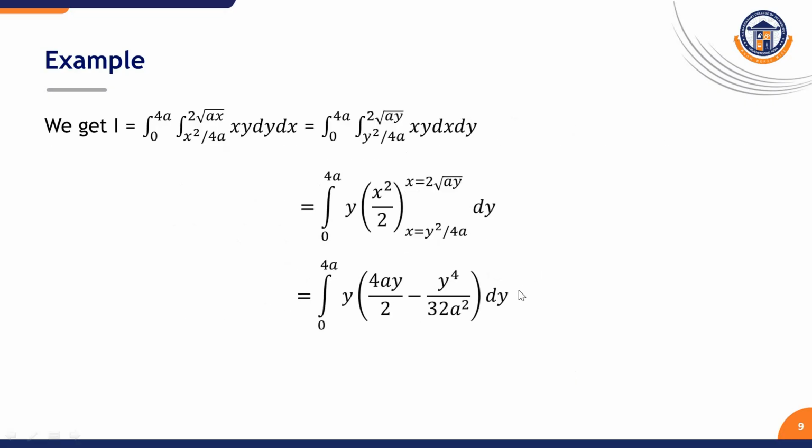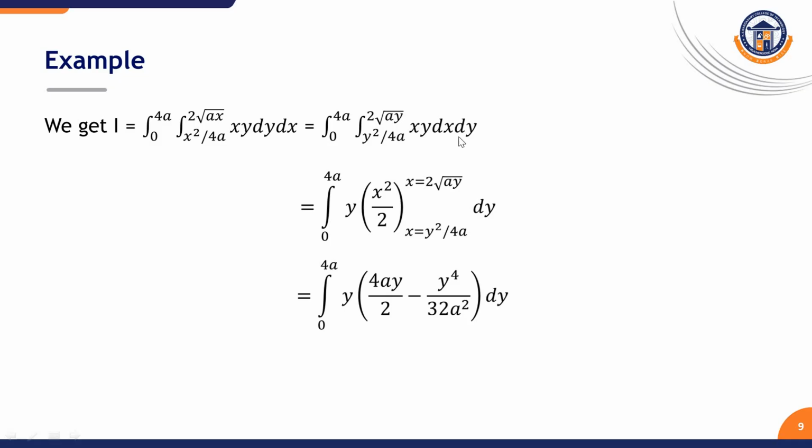Substituting in the integration, the given integral is the integral from 0 to 4a, integral from x squared by 4a to 2 root ax, xy dy dx. dy dx is converted to dx dy. In the new limits, x varies from y squared by 4a to 2 root ay, and y varies from 0 to 4a. This is changing the order. And then we evaluate this integration.